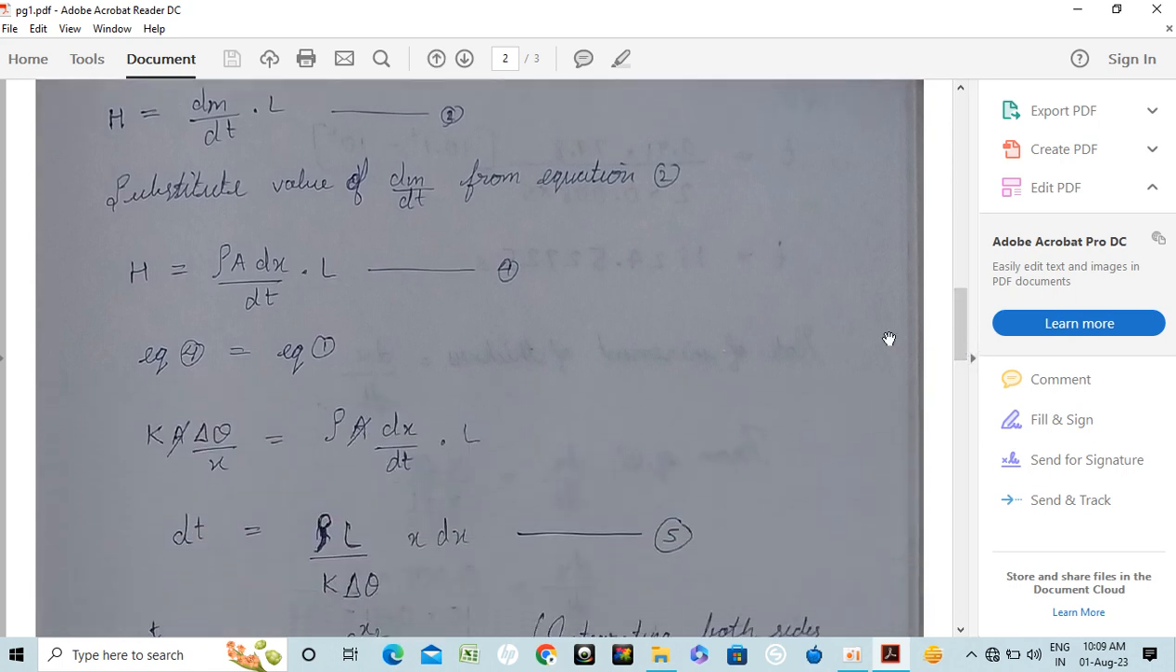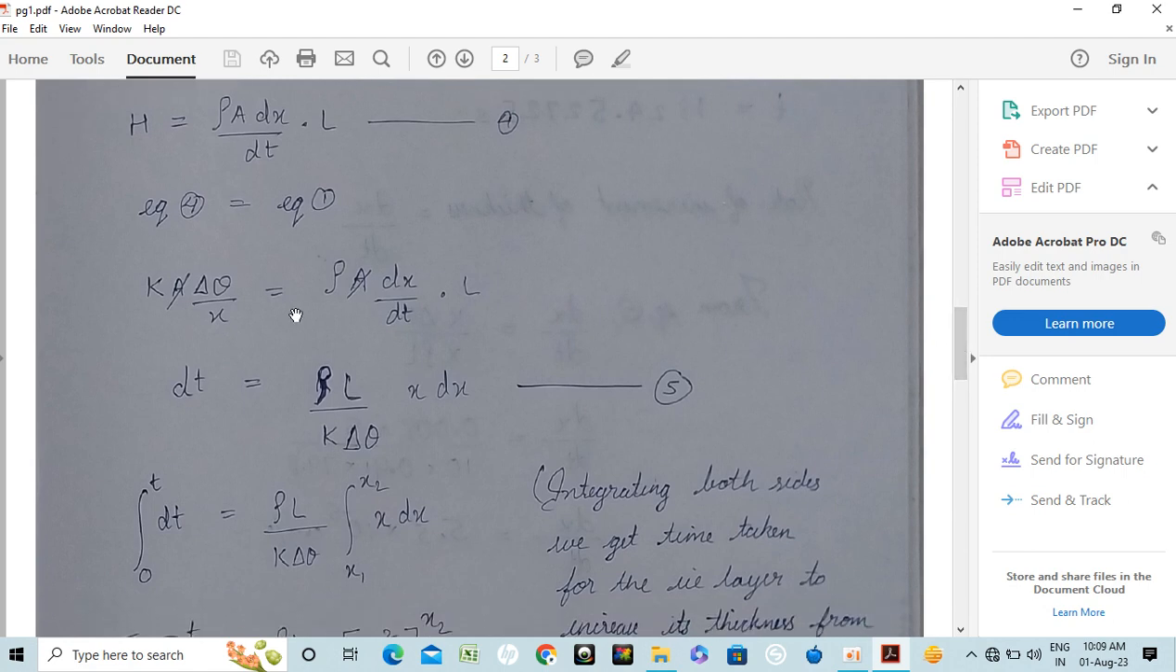Then we will get K A times delta theta by x equals rho A times dx by dt times L. Now cutting this A and rearranging the equation, we get dt is equal to rho L by K delta theta x dx. This delta theta is theta 1 minus theta 2. We know what theta 1 and theta 2 are. The last step is to substitute all the values and find the required answer.